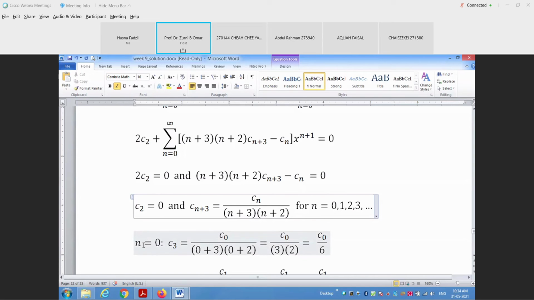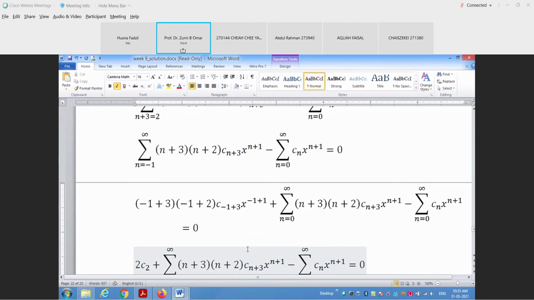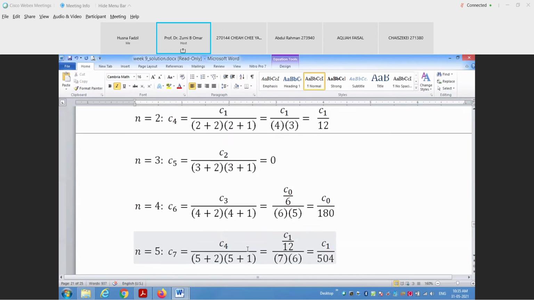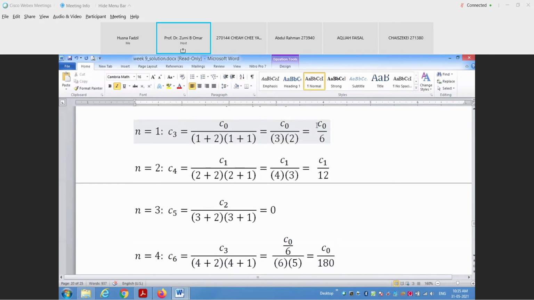When n equal to 0, we have C3 equal to C0 over 0 plus 3 times 0 plus 2, which is C0 over 3 times 2, C0 over 6. So C3 equal to C0 over 6. Compared to the previous one, we get the same thing.